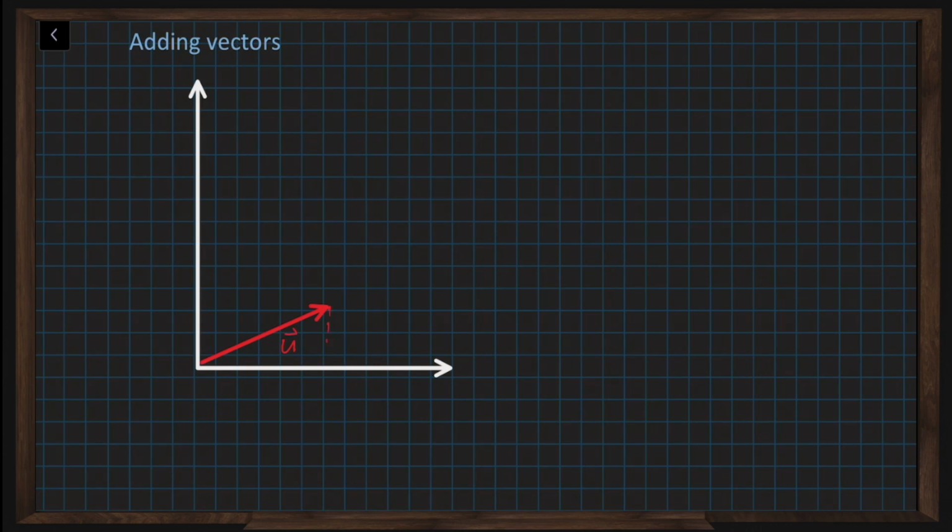So if we drop down to the x-axis, we see that this distance is ux. And if we drop across to the y-axis, we see that this distance is uy. So we can write our vector u in these terms: ux multiplied by i hat plus uy multiplied by j hat. But now we take a second vector and we call that vector v, and that is equal to vx multiplied by i hat plus vy multiplied by j hat.